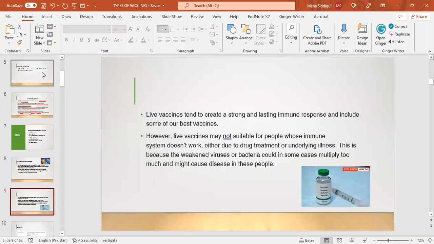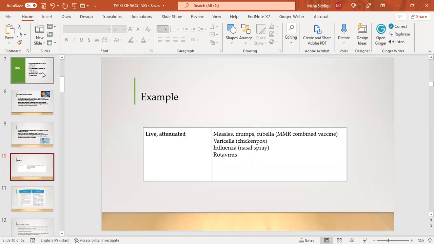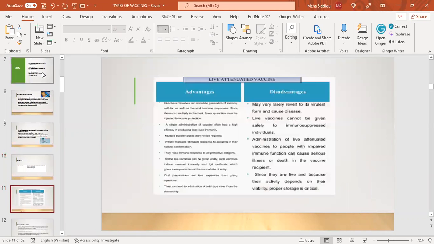Live vaccines may not be suitable for people whose immune system does not work, that is, who are immunosuppressed either due to drug treatment or any underlying illness. This is because weakened viruses or bacteria could in some cases multiply too much and might cause disease in these people. Now, examples of the most common live attenuated vaccines are measles, mumps, rubella, varicella for chickenpox, and influenza and rotavirus vaccine.